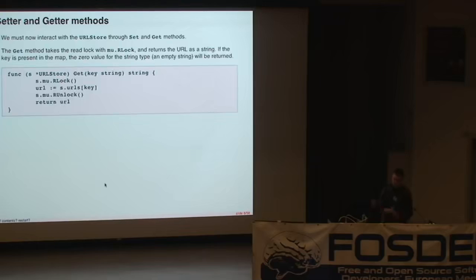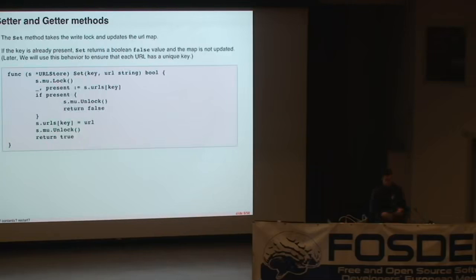So the get method will take the read lock by calling mu.RLock, and then returns the URL of the string after unlocking the read lock. So this is our function definition. The function name is get. This is our function receiver, which is on a pointer to URLStore. And then its first argument is a key, which is a string, and it returns a string. So first we call s.mu.RLock, because s is our URLStore, and then we extract the URL from the map, and then we unlock the read lock, and then we return that URL.